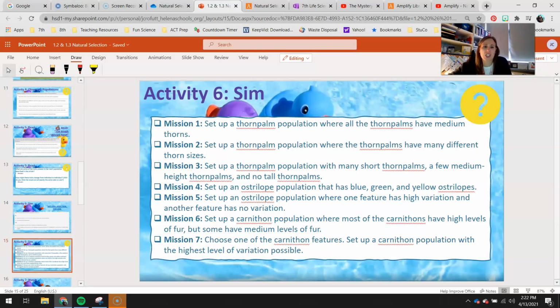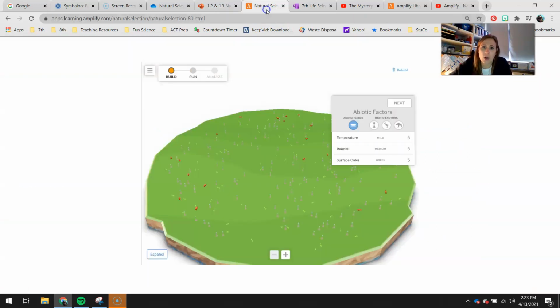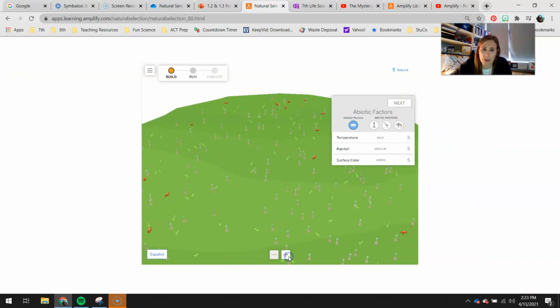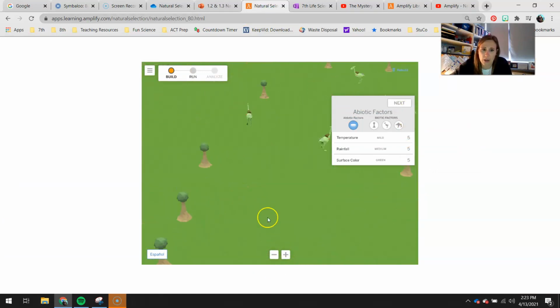All right, so your first mission is to set up a thorn palm population where all thorn palms have medium thorns. So what I'm going to show you, first of all, is that you can zoom in on this if you haven't figured that out already. And then you can scroll around. These little goofy looking trees are called thorn palms, and they have different sized thorns on them. So you can manipulate that.